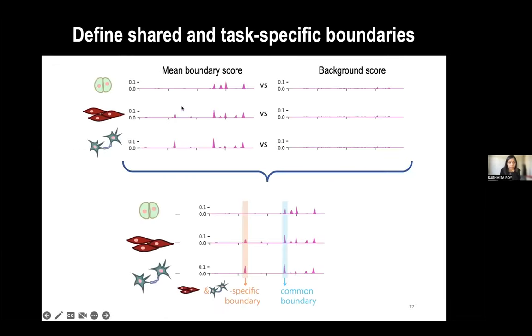And the way we do this, we want to also say whether something is significant. We define these boundaries, and then we ask whether it's a significantly high boundary or a low boundary by generating a background distribution of these boundary scores. And then basically, when we have these significant boundary scores, then we can look across the different cell lines and get things like task-specific or context-specific boundaries, as well as shared boundaries.